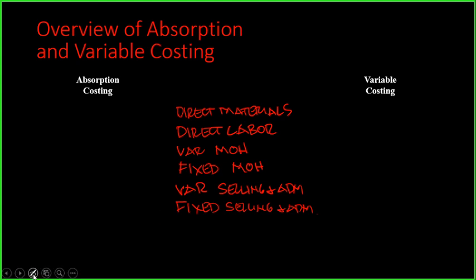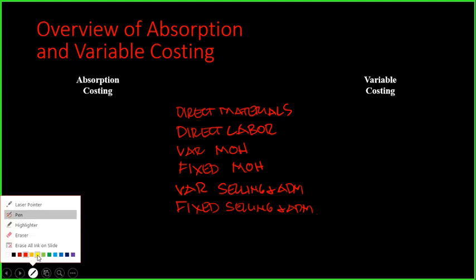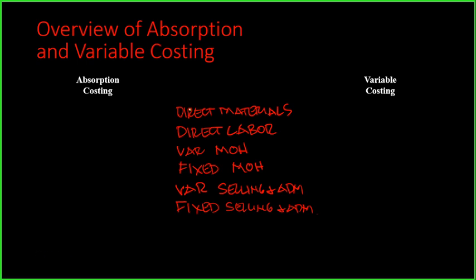Let's try to use a different color. Let's try to use something bright. Ayan, yellow. Ito. Ayan. So what are the differences of absorption costing and variable costing? Actually, parehong-pareho lang to eh. The main difference lies on the treatment of your fixed manufacturing overhead.